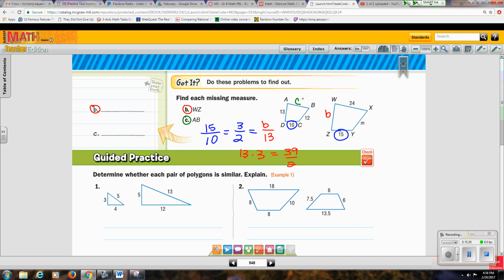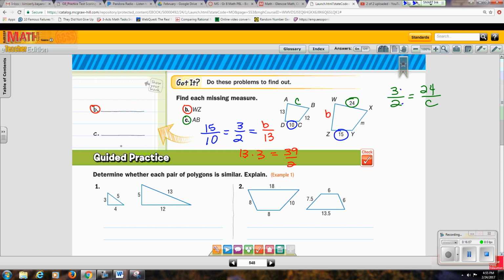Let's find C. This time again, we have our 3 halves, the scale factor that we know. This time, we don't know the smaller side. We do know the bigger side, but the smaller side is missing. So you can look at it and ask, 3 times what is 24? So 2 times what? Or you could always do 3 halves times 24. Use your calculators and get those 2 answers.